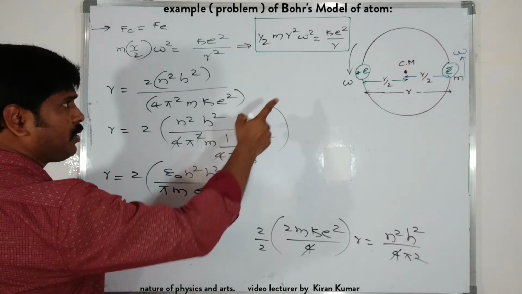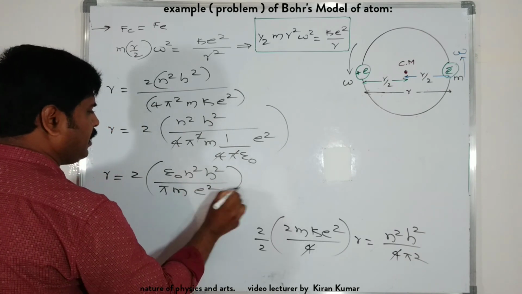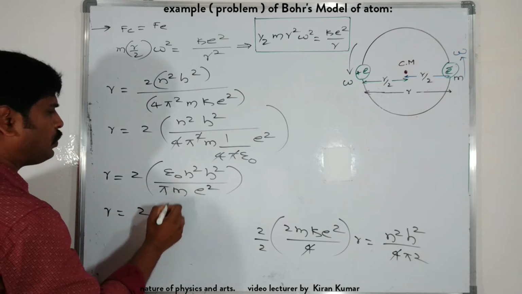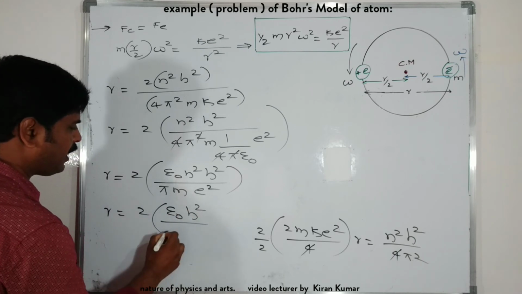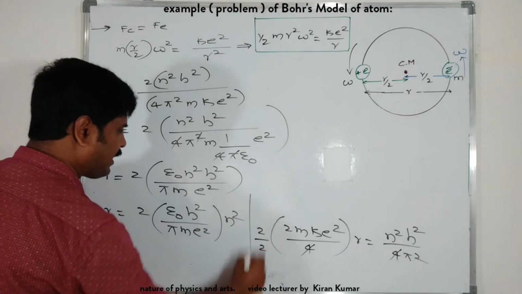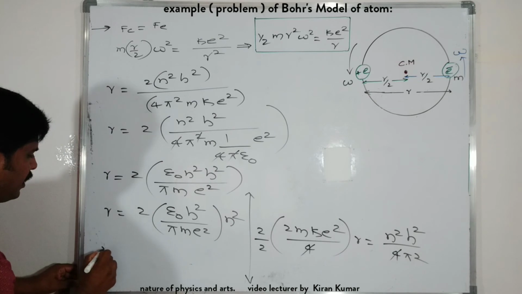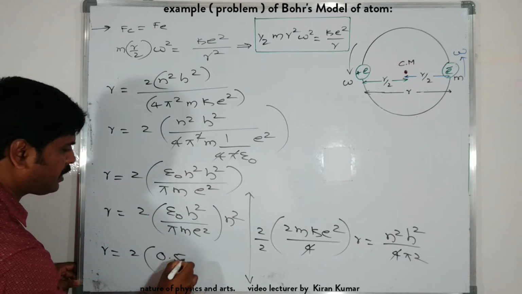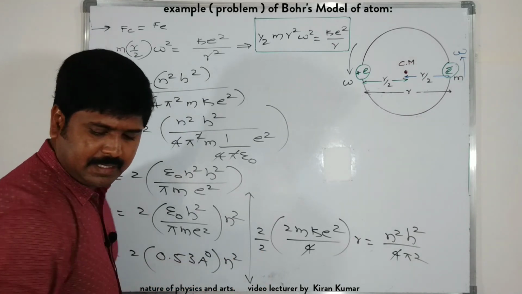Here z is equal to 1 for the proton, okay, positron, sorry, so e square. This value R is equal to epsilon naught h square divided by pi m e square into n square. Continuation we can write here R is equal to this value is 0.53 angstrom into n square.